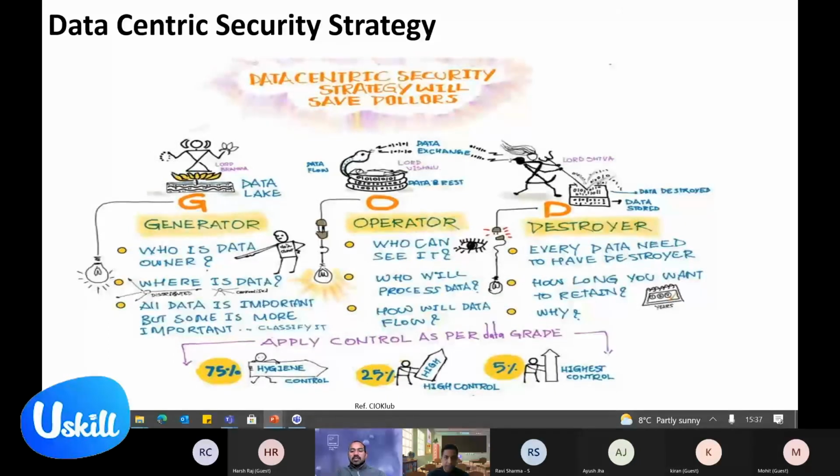So once we collect the data, it is the owner's responsibility to classify it. Classify means who can see that data, who can use that data, what is the criticality level of the data, and if a breach happens, what will be the impact.